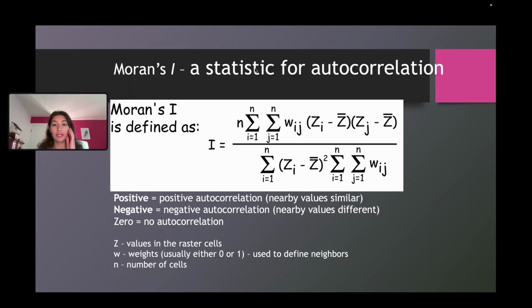So this here is the statistic itself, or the equation for the statistic. What you need to know again is that positive means positive autocorrelation, negative means negative autocorrelation. So if it's a negative value that you get from this equation, it means that the nearby values are very different. If it's positive, it means they're very similar. This z value is the values within the raster cells, the W's are the weights, either a 0 or a 1, used to define those neighbors, and n is the number of cells that we're using.